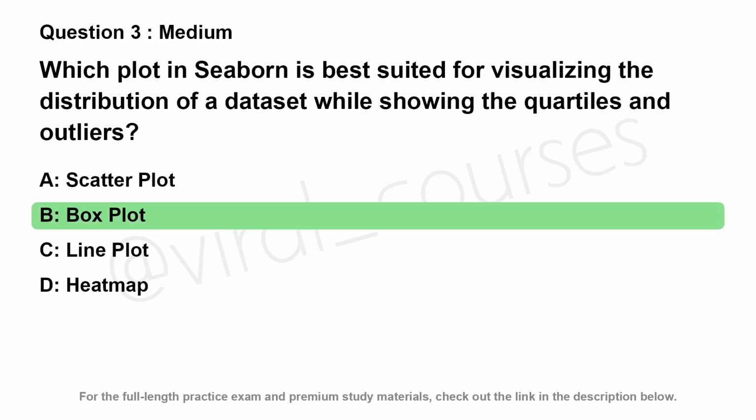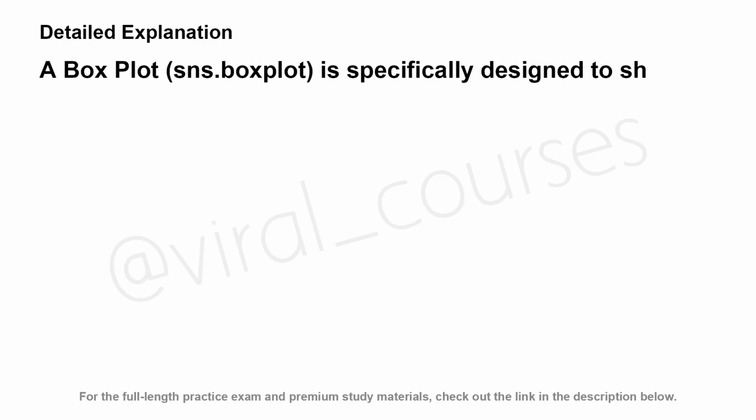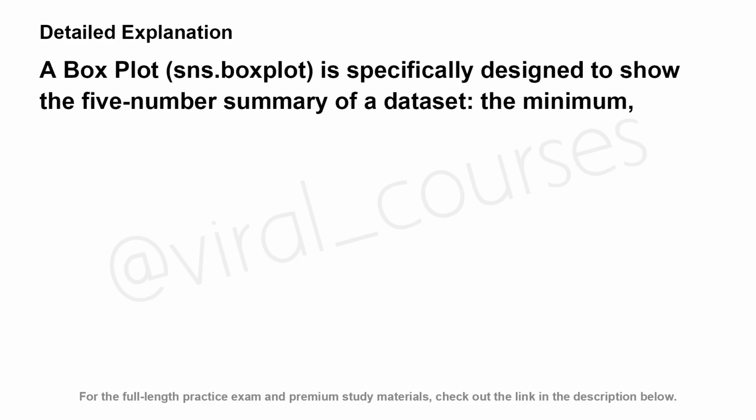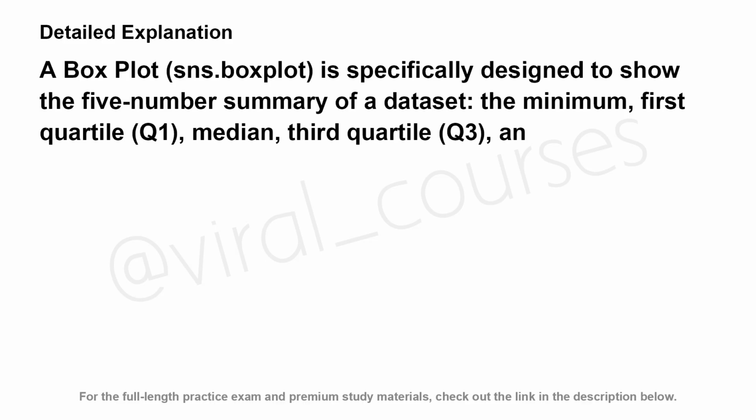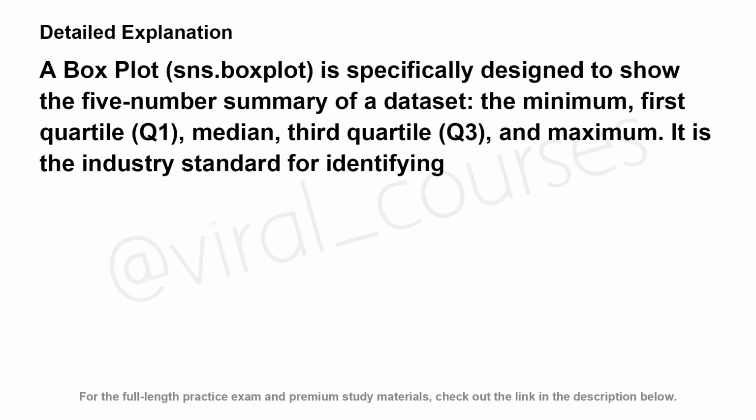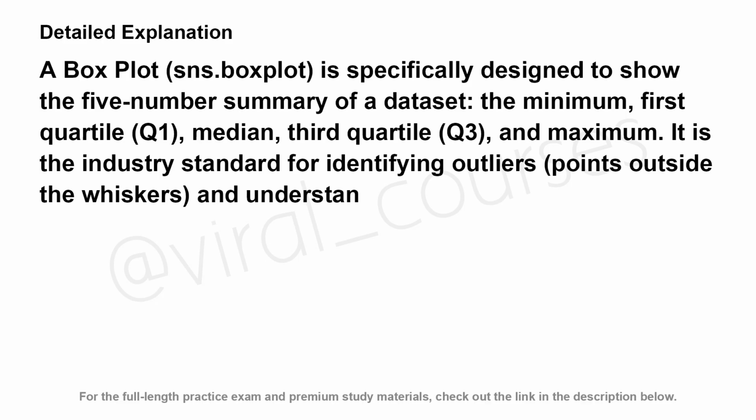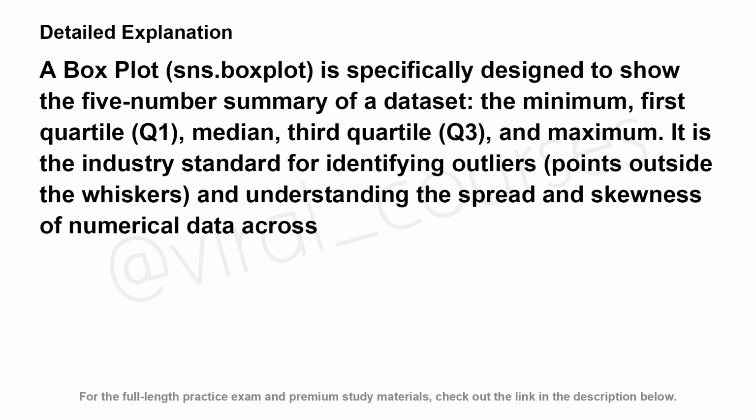The correct answer is B. A box plot, sns.boxplot, is specifically designed to show the 5-number summary of a dataset: the minimum, first quartile (Q1), median, third quartile (Q3), and maximum. It is the industry standard for identifying outliers, points outside the whiskers, and understanding the spread and skewness of numerical data across different categories.